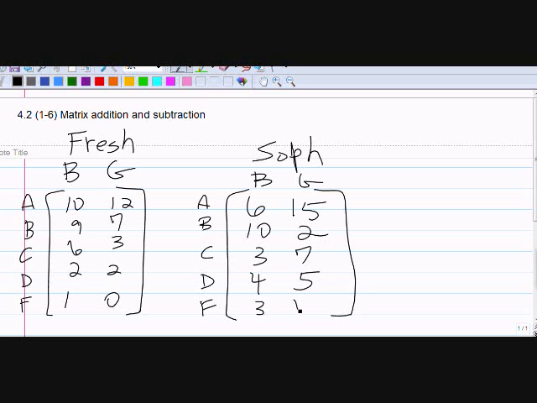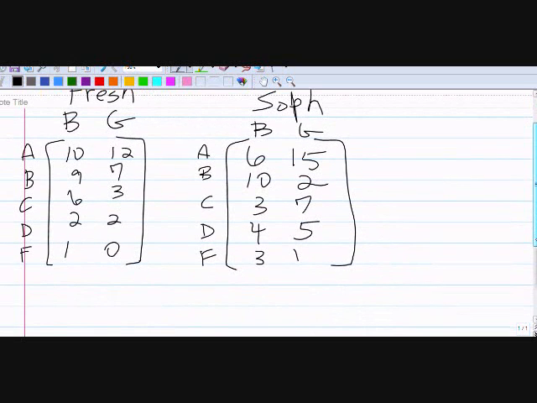Alright, so first off, what are the dimensions of, let's say, the freshman matrix? What's the dimension? It is 5 rows by 2 columns. 5 by 2. Gotta get that straight, because when we start doing them in our calculator, you'll have to tell the dimensions, and then the calculator will do so much of the work for you.